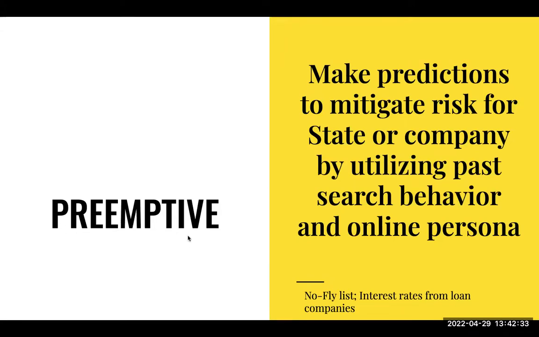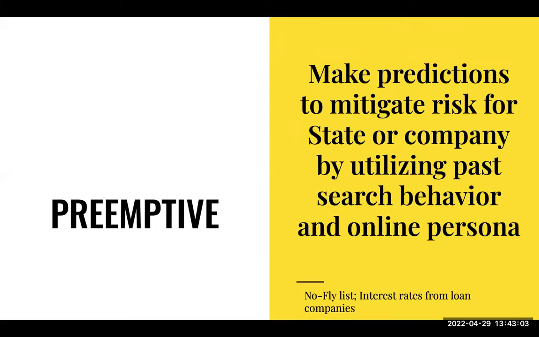So if we again recall the consequential being a bit more transparent, preferential, less transparent, making assumptions, but those assumptions are based on past behavior under the guise of it being helpful to the end user. Preemptive is a clear distinction in that it's not meant to be helpful to the end user. It's meant actually to be helpful to the company, to the state, to mitigate risk. So this is where we think about no-fly lists, the interest rates from loan companies.